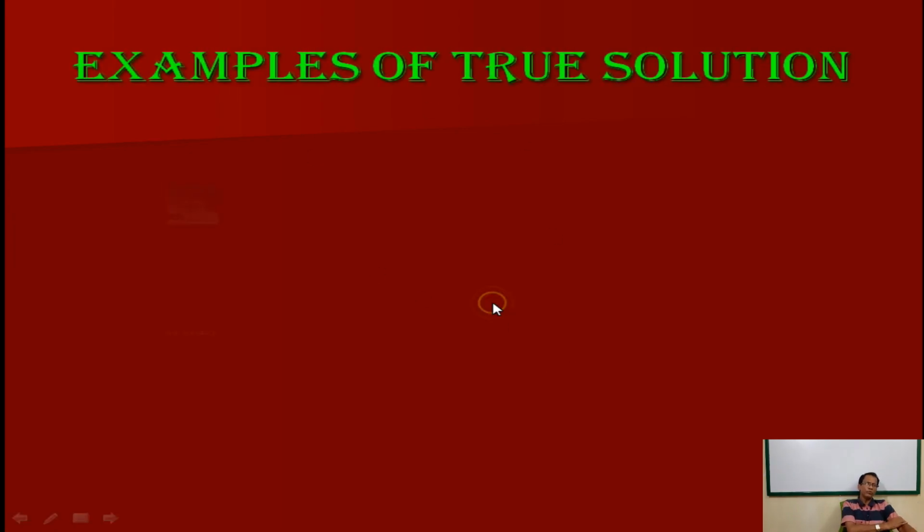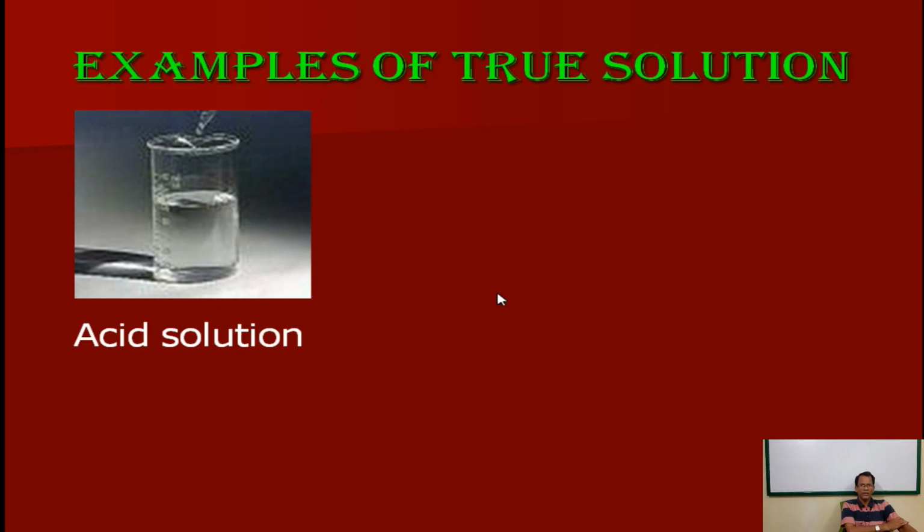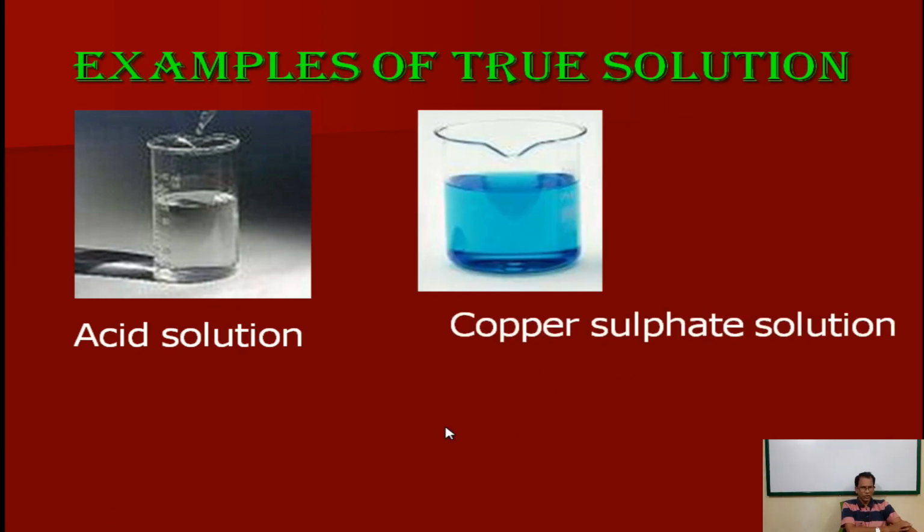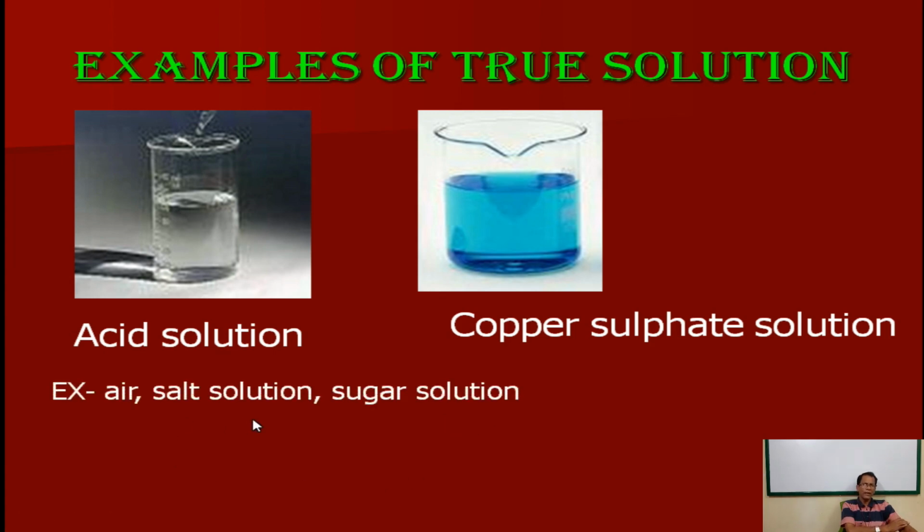Examples of true solutions, as you already know, are acid solution, base solution, and salt solution. Other examples are air and sugar solution, all are homogeneous. As they are homogeneous, these are called true solutions. Sugar solution, salt solution, acid solution, base solution and air are all examples of true solution, where the particle size is very small and the nature is homogeneous.